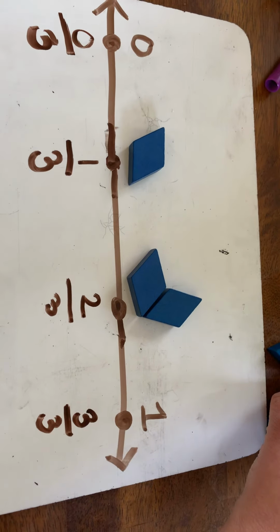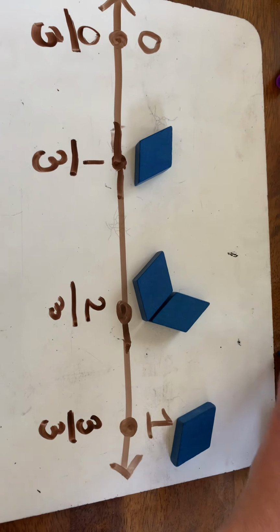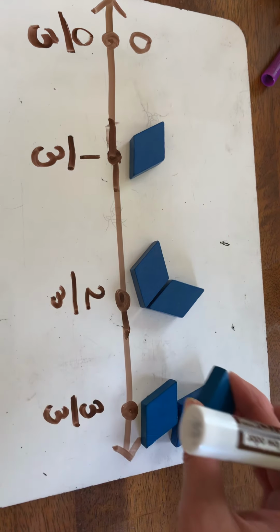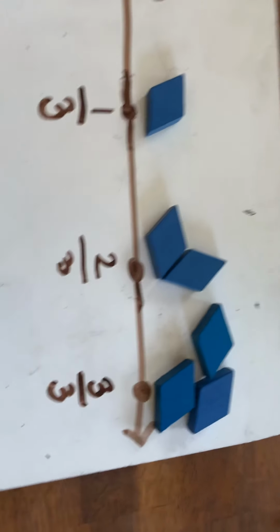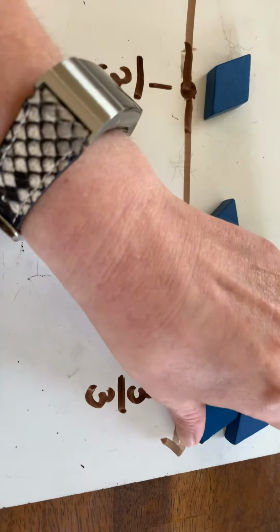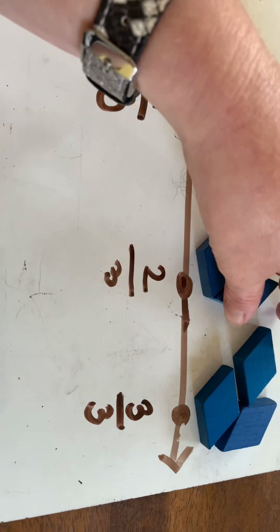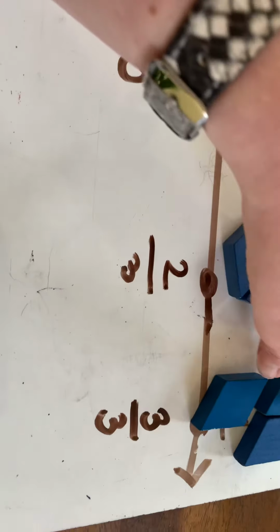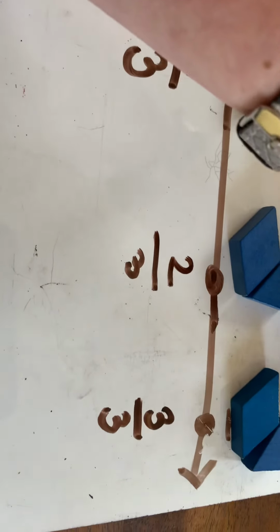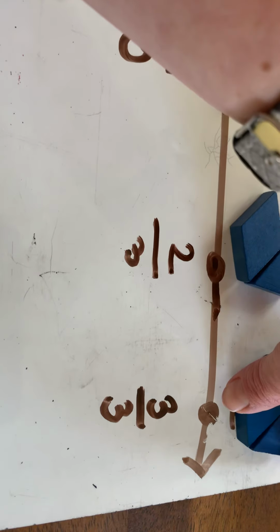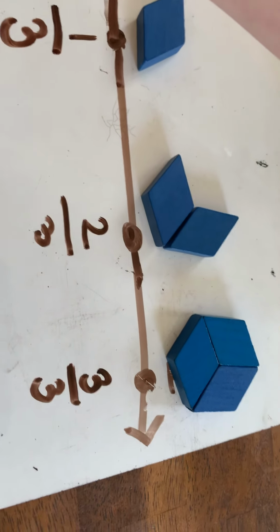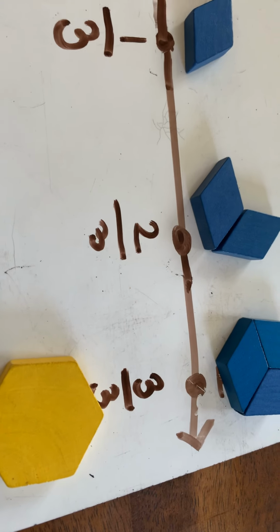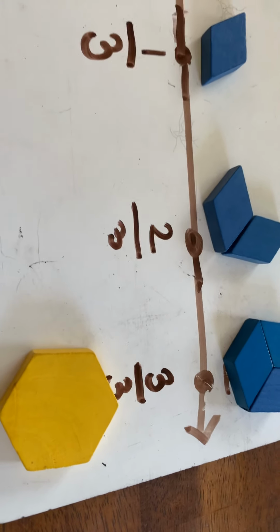Here is 3/3. 1, 2, 3. So we have 3/3. And if we put those thirds together, I'm trying to do this with one hand here. If we put those thirds together, we get 1 whole. 3/3 is equal to 1 whole, just like 2 halves was equal to 1 whole.